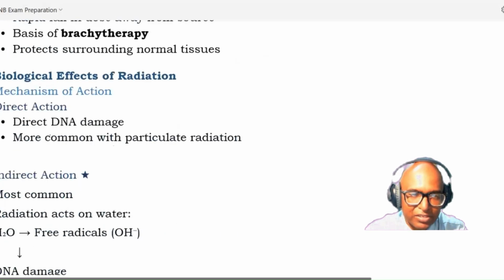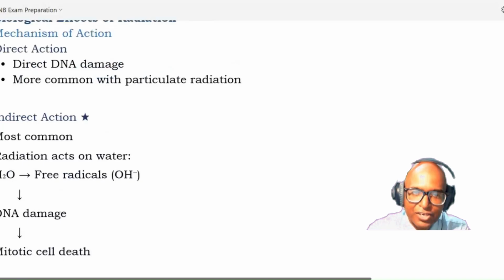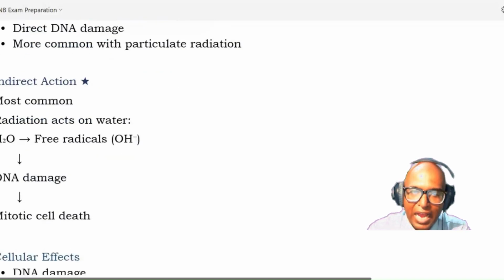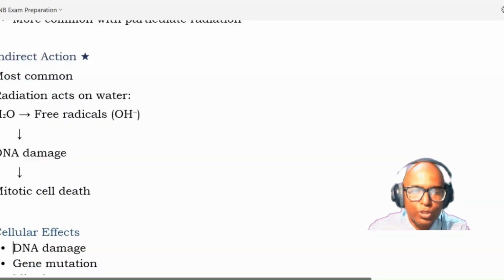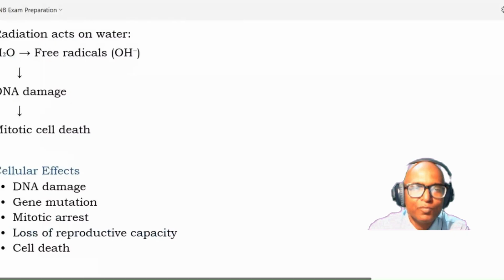Then what are the biological effects of radiation? What is the mechanism of action of this radiation? There is a direct action of the radiation by causing DNA damage. It is more common with the particulate radiation. But the most important is the indirect action. The commonest action of radiation is that it acts on water and creates free radicals, that is, hydroxyl radicals will be produced, and these will cause DNA damage and mitotic cell death. So this flow chart you should remember, how radiation is acting through the hydroxyl radicals.